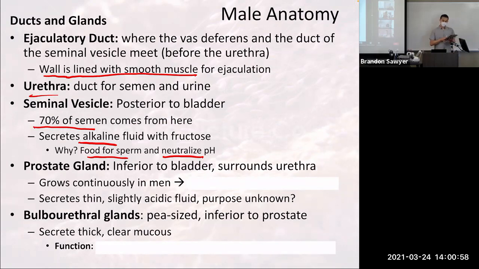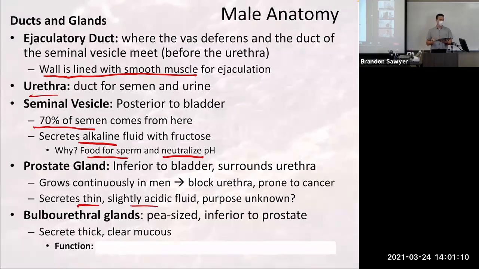Okay, and then the prostate gland is right underneath the bladder, and it surrounds the urethra completely. So the urethra kind of goes right through it. It secretes this thin, slightly acidic fluid that we have no idea what the purpose really is. So when somebody has prostate cancer, typically that can be removed without any major side effects from losing the prostate. There can be other side effects of the surgery, but not because you don't have a prostate, but more because of the surgery itself.